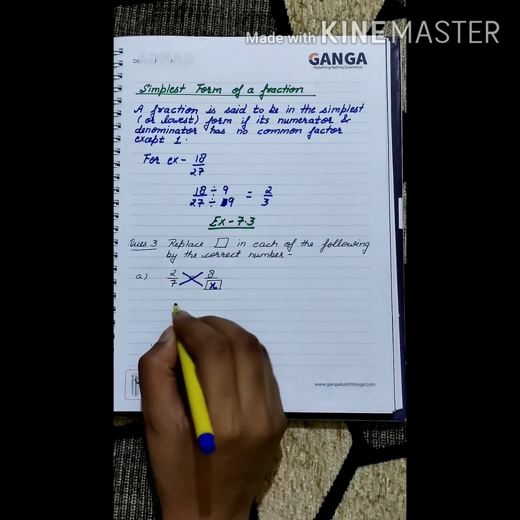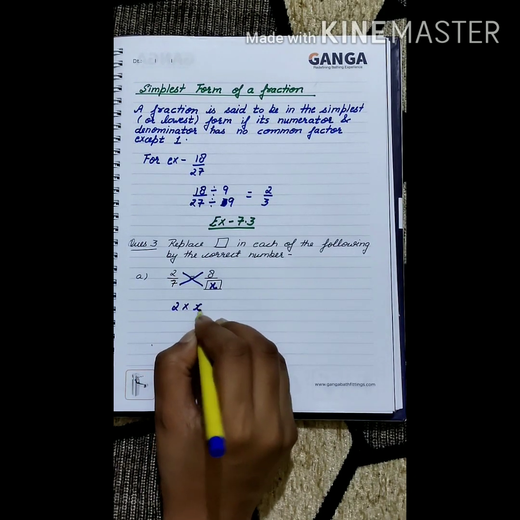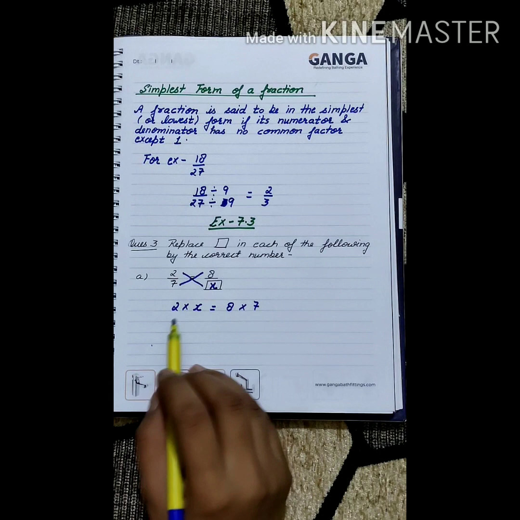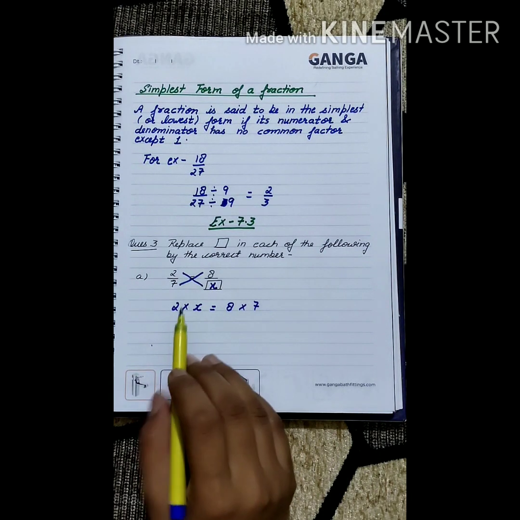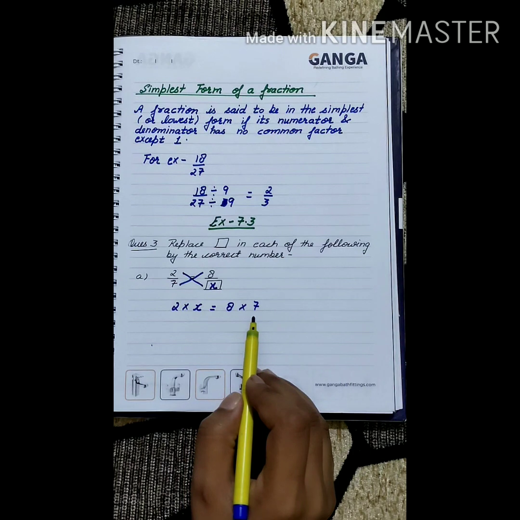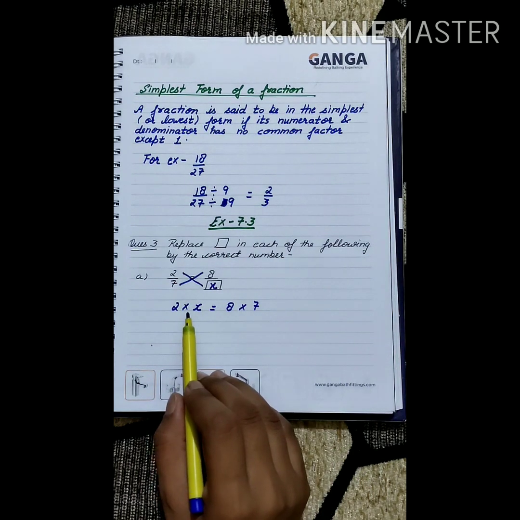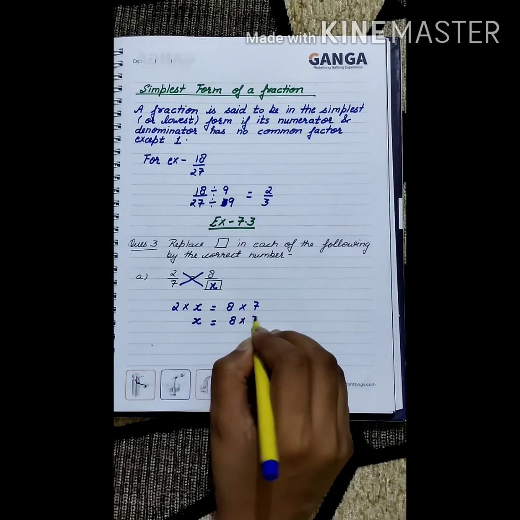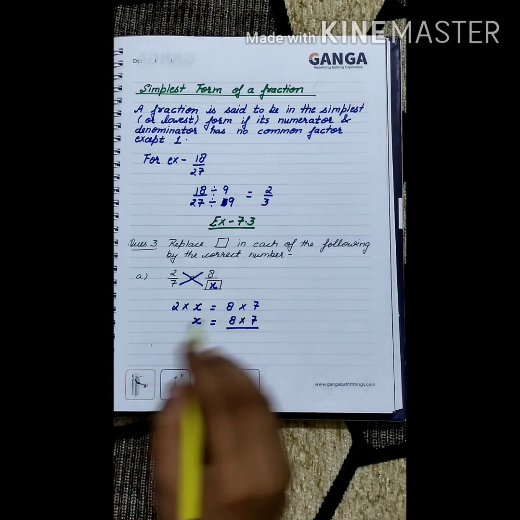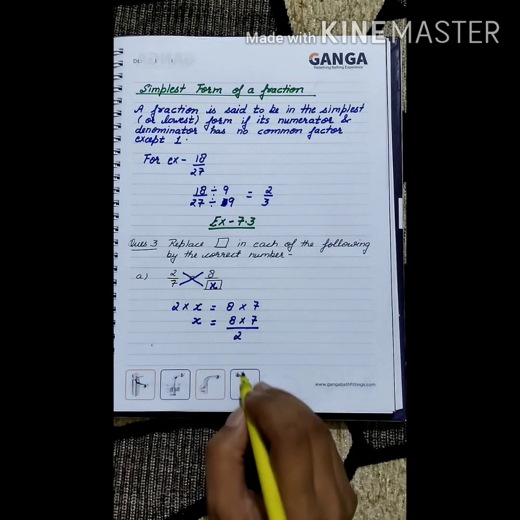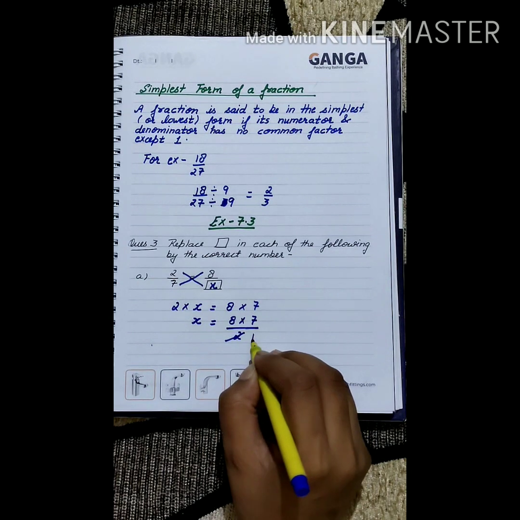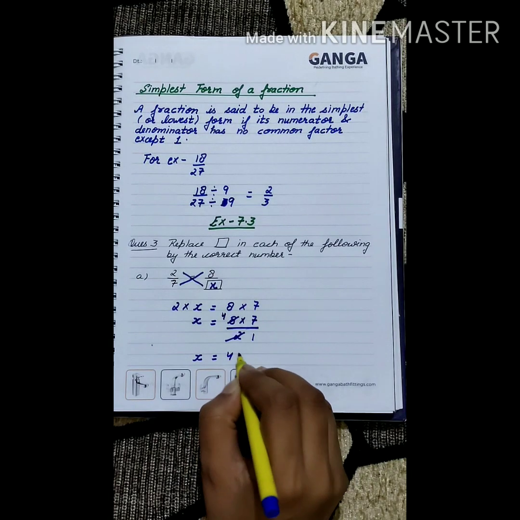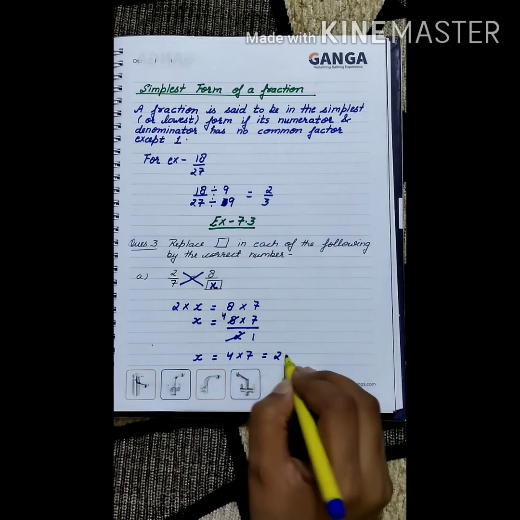After cross multiplication we will get 2 multiply x is equal to 8 multiply 7. Now 2 is in multiplication here, so we will transfer 2 from LHS to RHS, and after transferring, this multiplication sign will convert into a division sign. X is equal to 8 multiply 7 divided by 2. After simplification we will get 2 ones are 2, 2 fours are 8. X is equal to 4 multiply 7, that is equal to 28.